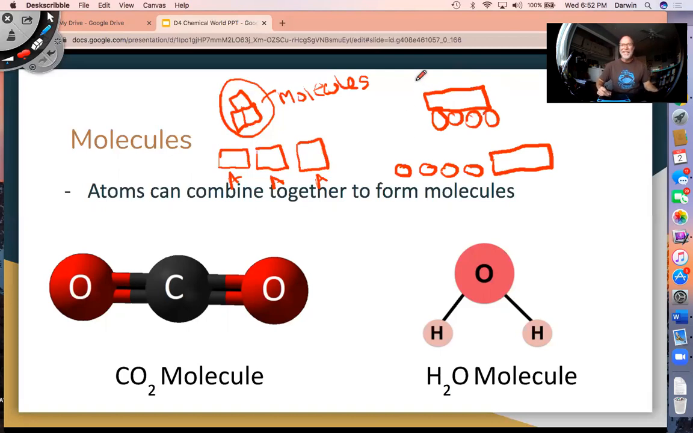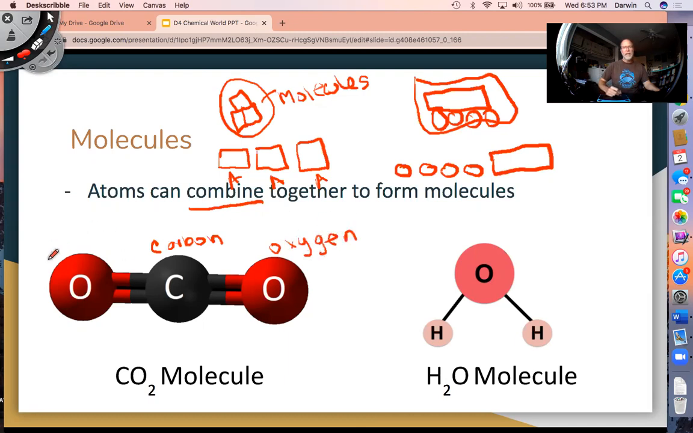That car, ladies and gentlemen, would be the molecule, whereas the individual pieces would be the atoms. And that's where we say right here, atoms combine together to form molecules. Well, these down here are molecules. And you can see that this molecule is made up of a carbon and 2 oxygens.